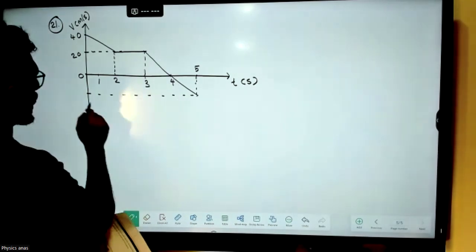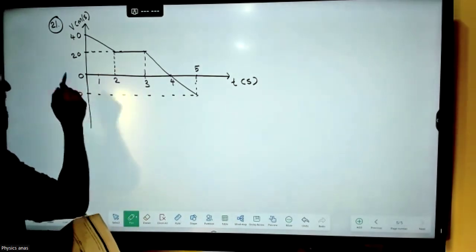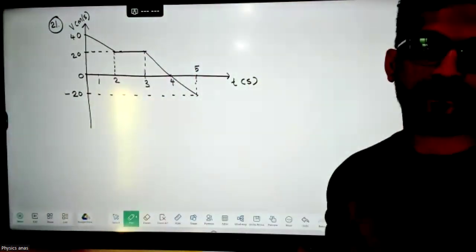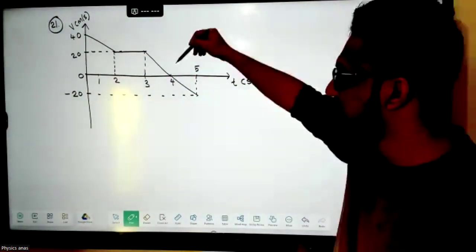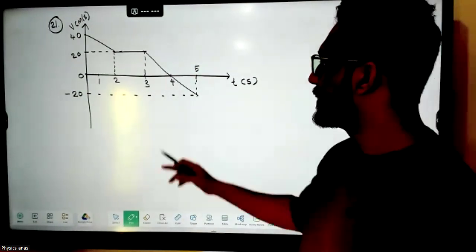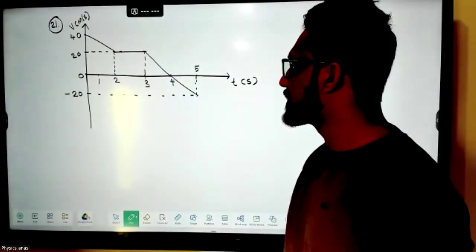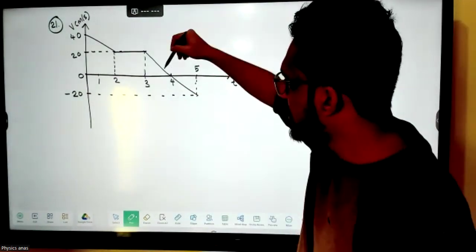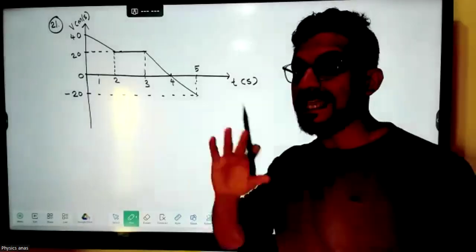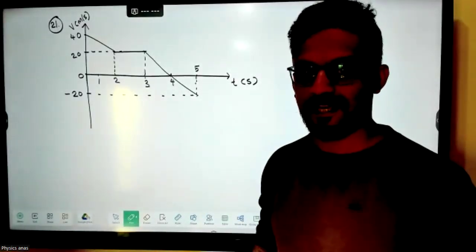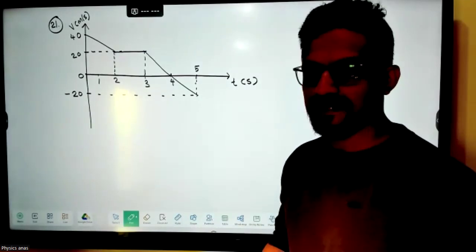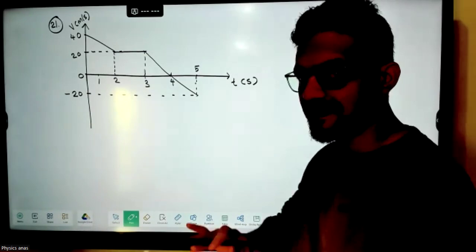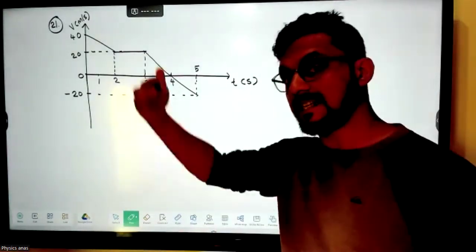At this point, you have another 20, but that's minus 20. So the velocity has a negative value. What is this? The velocity has 0 value here. And after that, the velocity is increasing in the opposite direction. Yeah, this is negative. So the velocity is increasing in the opposite direction.